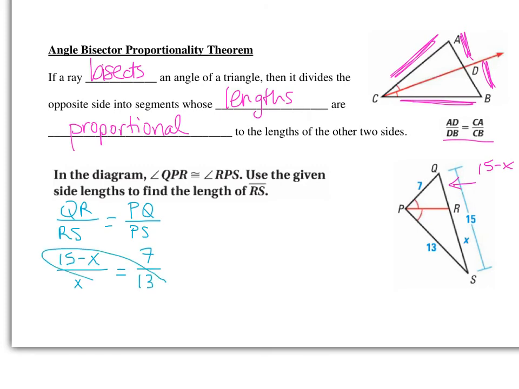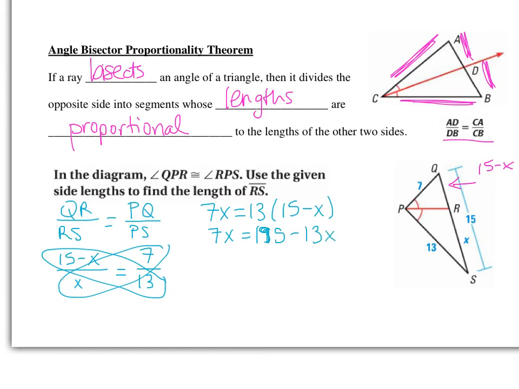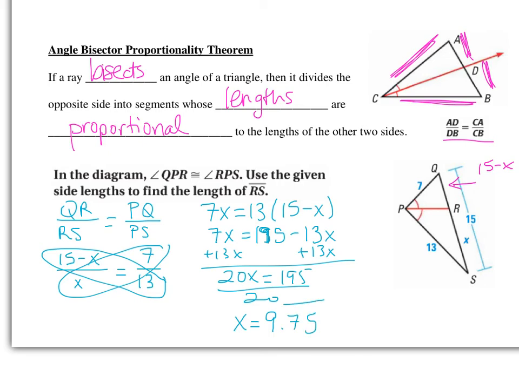So we need to cross multiply and distribute that 13. So we're going to have 7x equals my 13 times 15 minus x. Oh, sorry, that'll be 195 minus 13x. And then I need to add my 13x to the left to get my x's together. So we'd end up with 20x equals 195. When I divide by 20, you are right, that's not going to give me a nice even number, but I will get 9.75 for my x value. And if you notice, that is what the RS is, so RS is equal to 9.75.